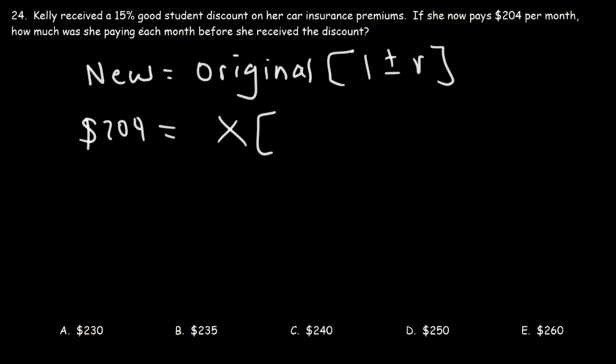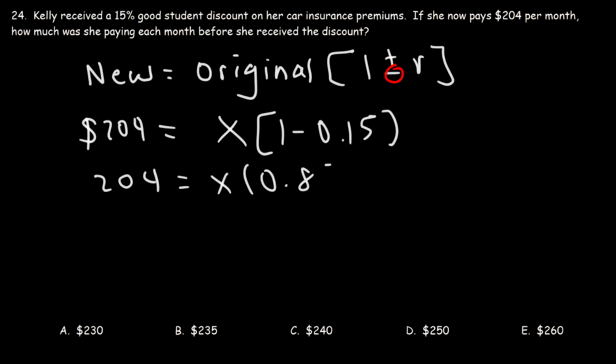Now, because the discount decreases the price, we're going to use negative R instead of positive R. So what is the decimal equivalent of 15%? If you divide 15 by 100, you're going to get 0.15. So we have 204 is equal to X times 0.85. Now the next thing we need to do is divide both sides by 0.85.